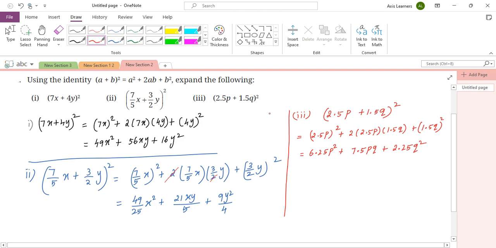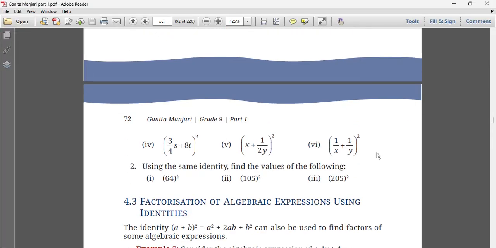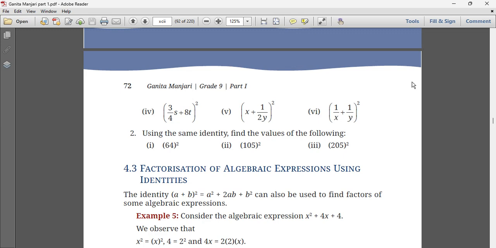So we completed the first 3 questions. We will do the remaining now. Six questions are there. I will complete all the questions.